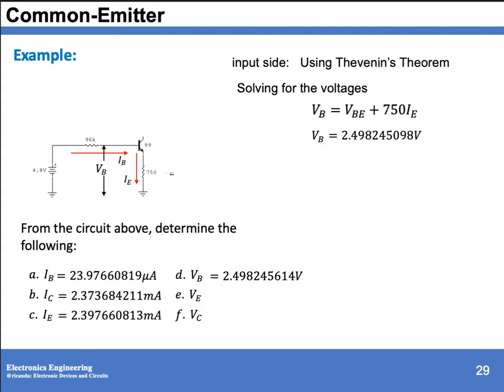So therefore, we have voltage at the base equal to 2.498245098 volts. And voltage at your emitter, that is the voltage drop across 750. So that is 1.79824561 volts.